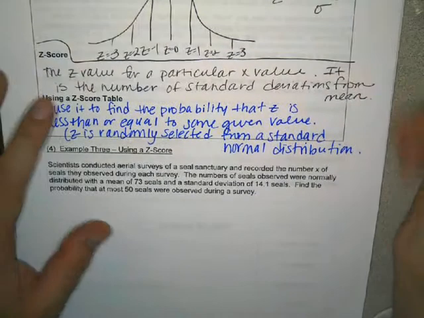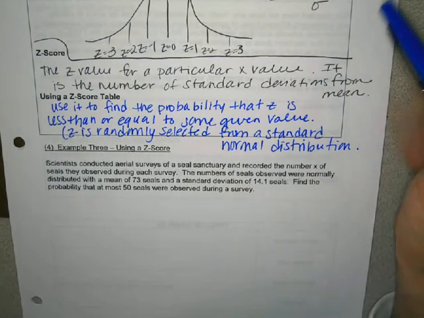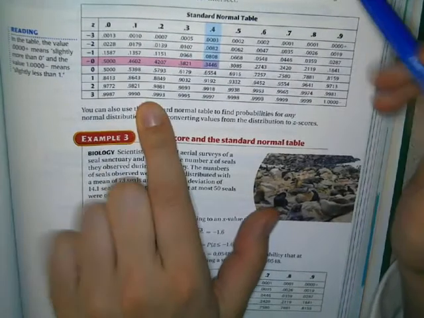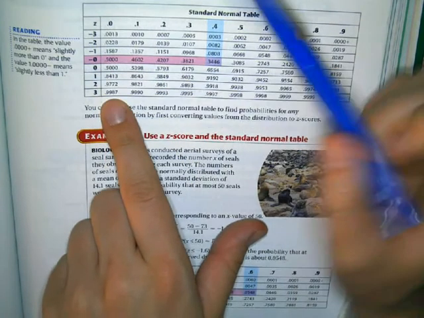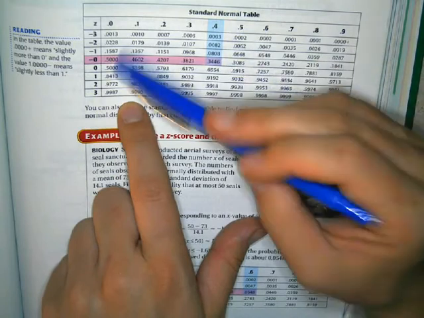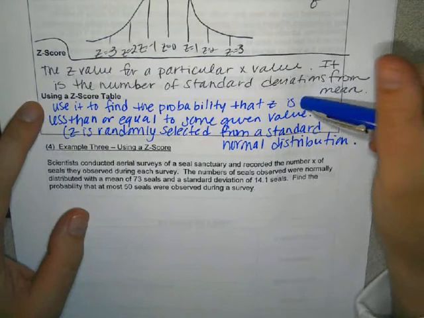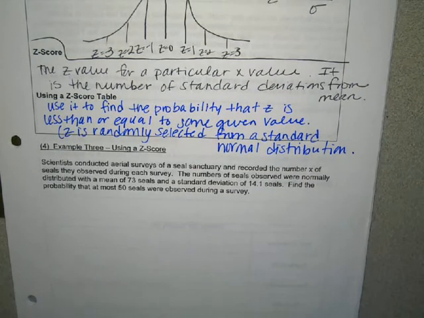Alright, using a z-score table, let me show you an example of what it looks like. A z-score table looks something like this, where you have points up here and z's that come down here, and we're going to read through how to use it. Basically, you use it to find the probability that z is less than or equal to some given value. So if z is randomly selected from a standard normal distribution, what's the probability that z is going to be less than or equal to some value?